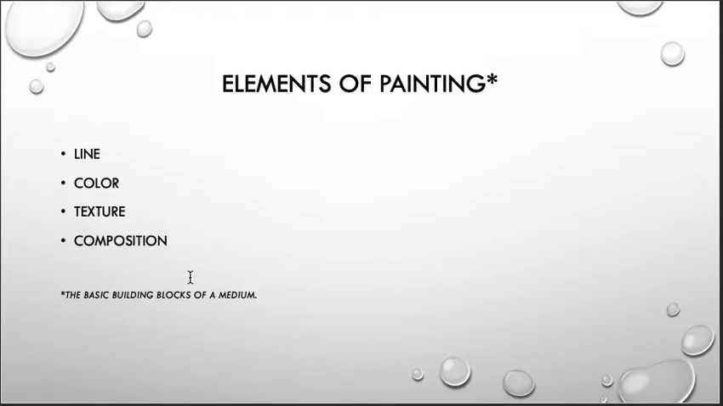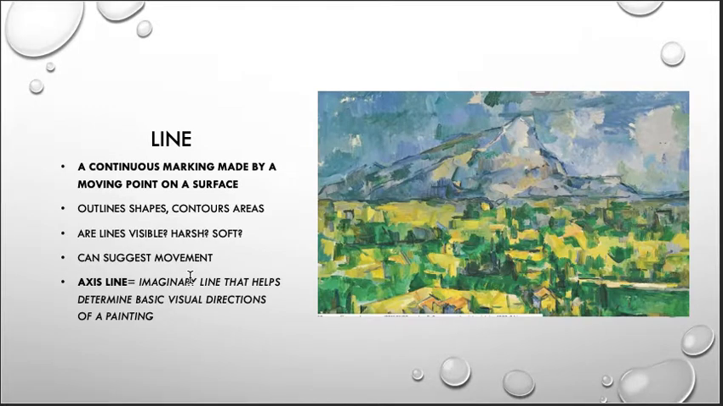Okay, so let's look at line first. A line, hopefully we know, is a continuous marking made by a moving point on a surface. It's going to outline shapes and contour areas, and we want to think about what kinds of lines the author is using. Are they visible? Do you see lines or do you not see lines? Are they harsh? Are they soft? Lines can often suggest movement. They can move our eye around the painting.